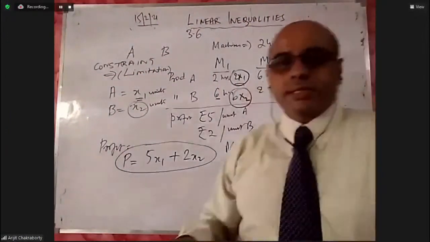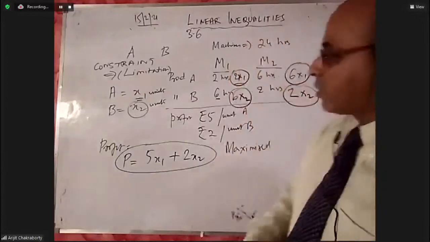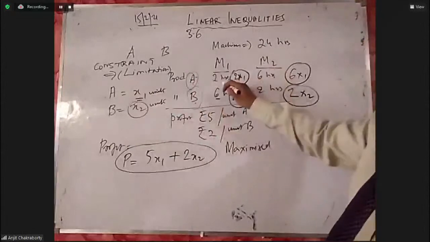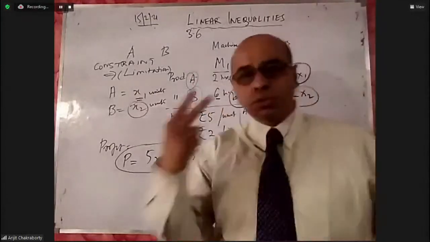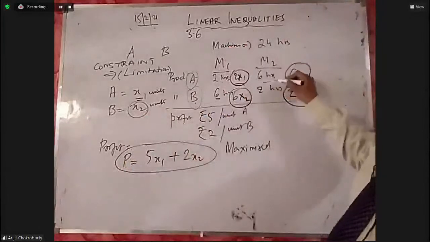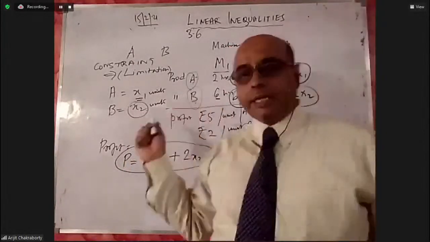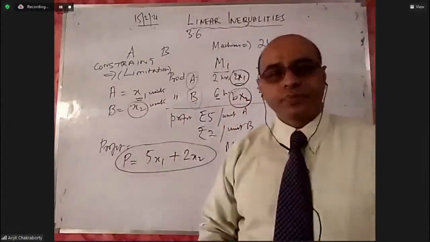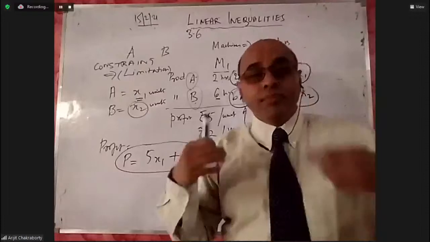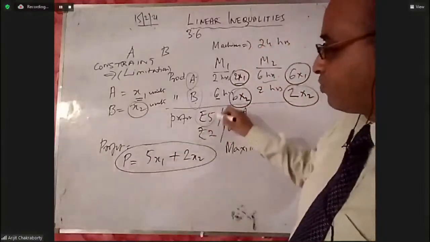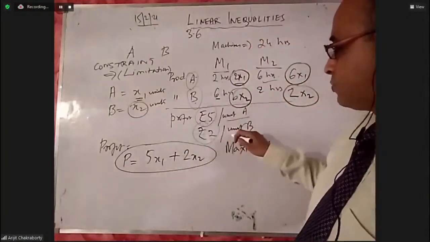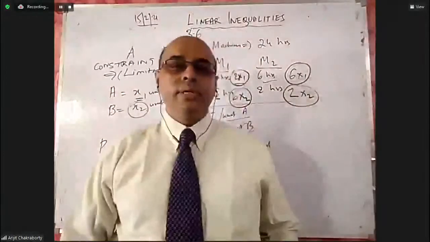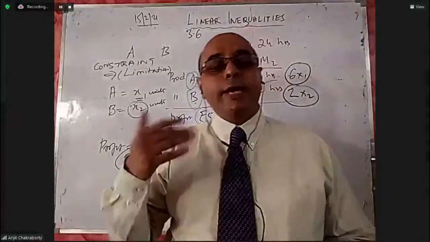So now, please focus on the problem. We have product A and product B. Each unit of product A takes 2 hours on machine 1 and 6 hours on machine 2. Product B takes 6 hours on machine 1 and 2 hours on machine 2. The manufacturer earns a profit of 5 rupees per unit of A and 2 rupees per unit of B. What we have to do is frame the maximization.